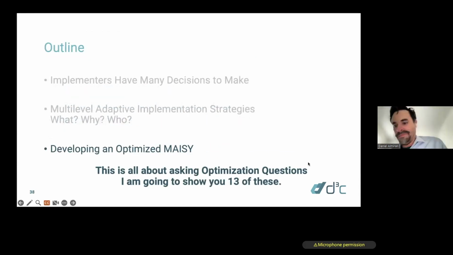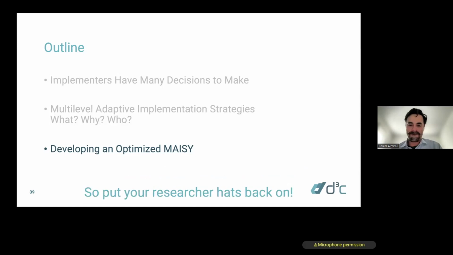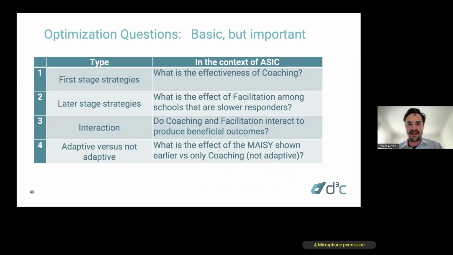So now I'm going to ask everyone to put their researcher hats back on, and I'm going to walk you through 13 optimization scientific questions, because now you are a researcher. Okay, so put your researcher's hats back on. So just like we have a Final Four in basketball, here I have what I call the basic but important four. Unlike the Final Four in basketball, these are the first four.